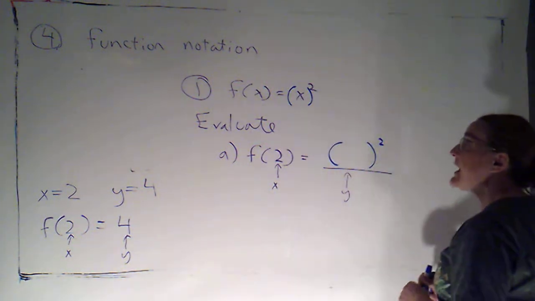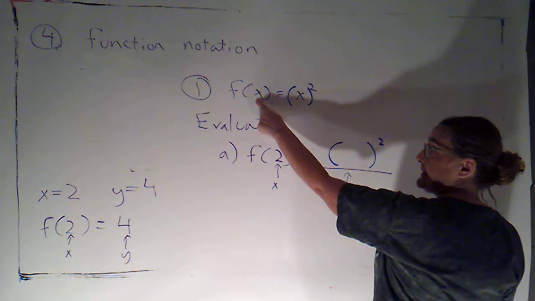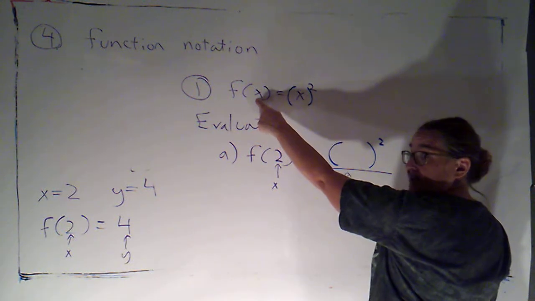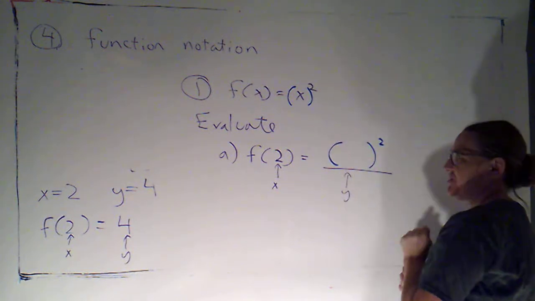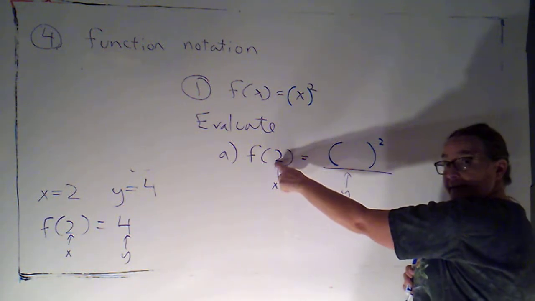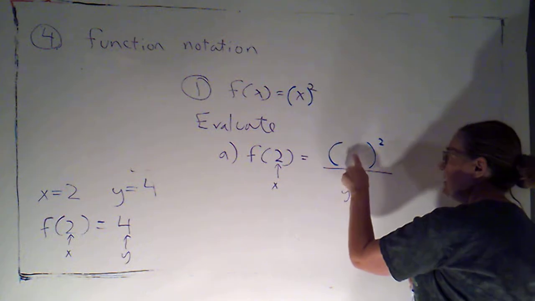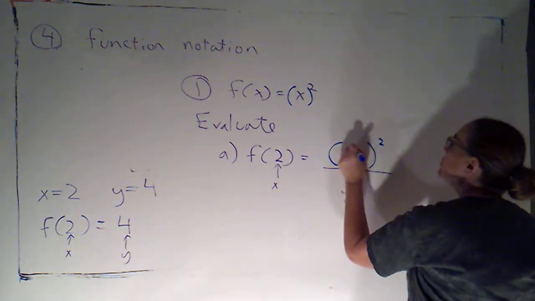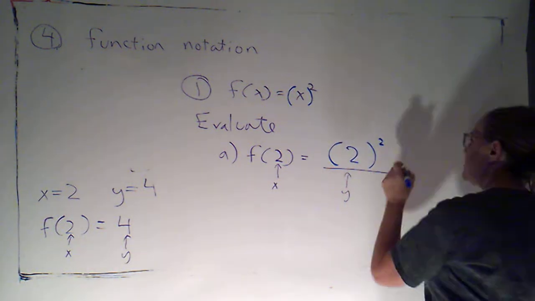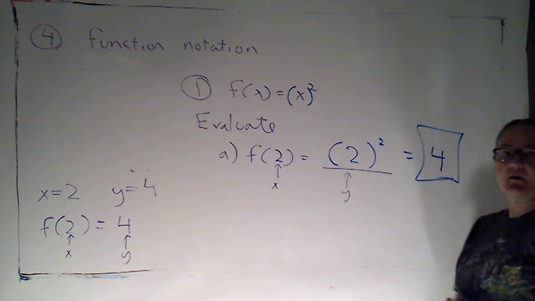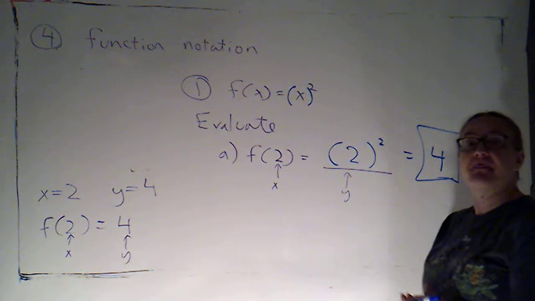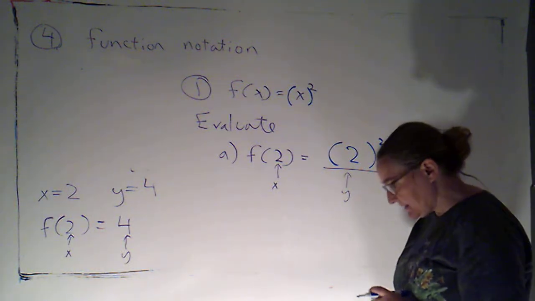Okay. And then I can say, okay, whatever was in parentheses here is my input. That's what's going to go in that input position. So here, what's in parentheses is 2. That's my input. I'm going to plug in 2. And then 2 squared would be 4. So that's my answer. That's what I get when I plug in 2.